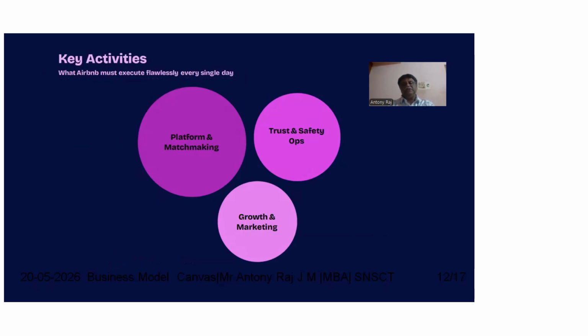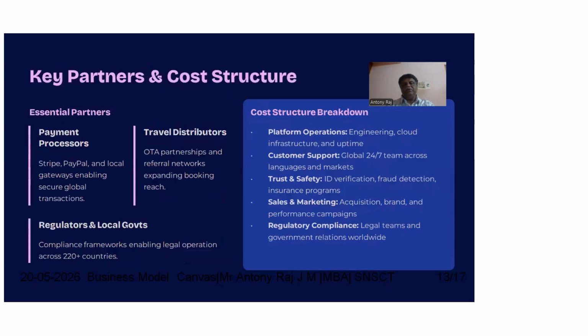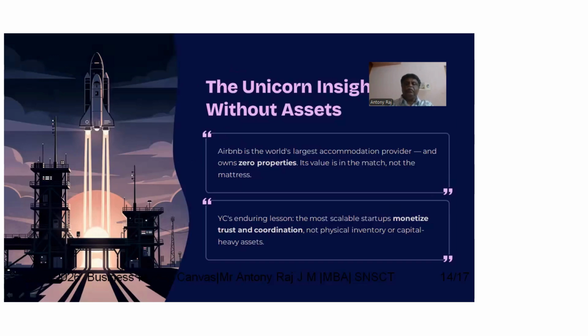Key activities are trust and safety operations, growth and marketing, and also platform and matching. These were the key activities that Airbnb was executing every single day. And what were the key partners? The payment processors like Stripe and PayPal, travel distributors, partnerships with them, and the local regulators and the local governments. Among the cost structure breakdown: platform operations, customer support, trust and safety, sales and marketing, and regulatory compliance. So the cost structure was divided into these 5 heads, and you can clearly see how it spreads across these various domains.